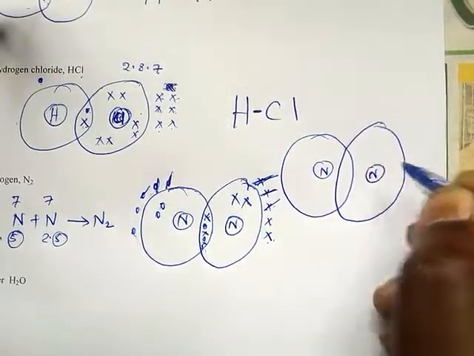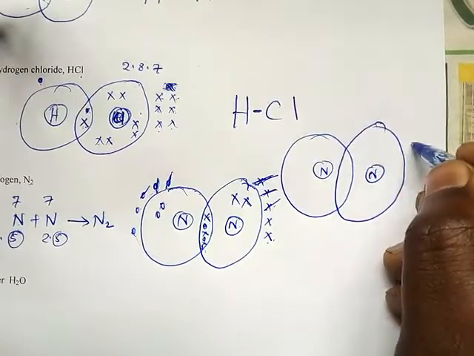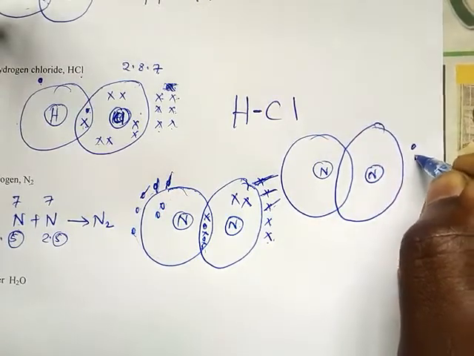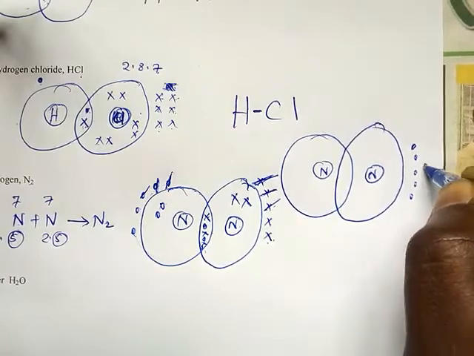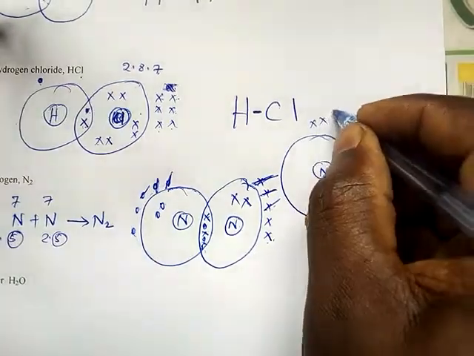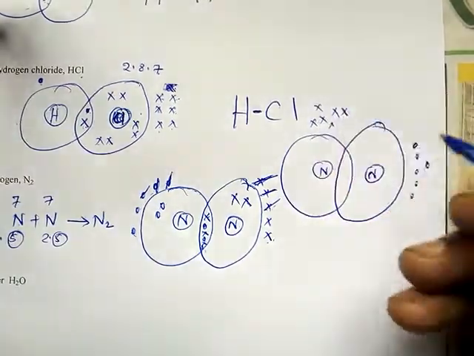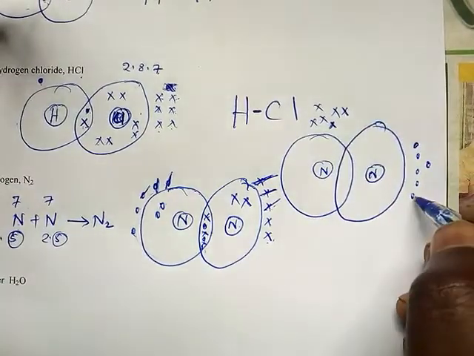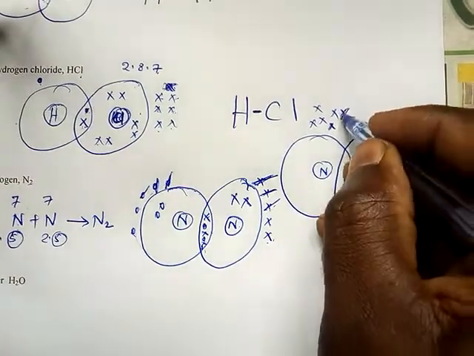Another nitrogen. So this one, 1, 2, 3, 4, 5, 6. This one, 1, 2, 3, 4, 5, 6. Is it 6 or 5? They are supposed to be 5 in the outermost.